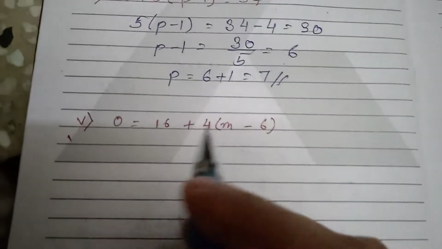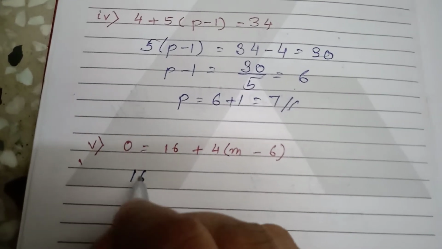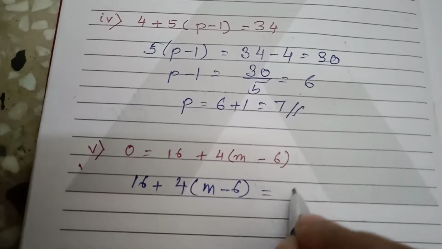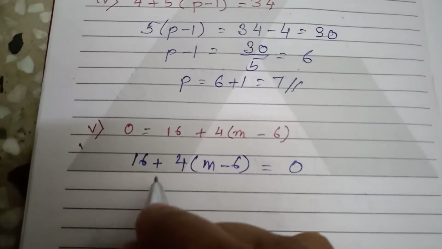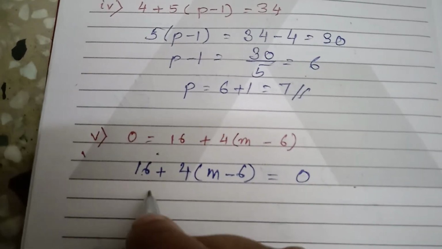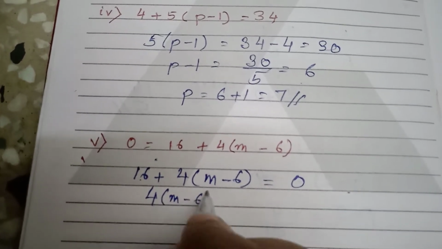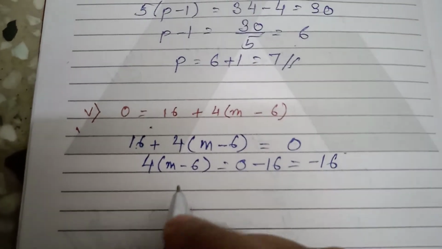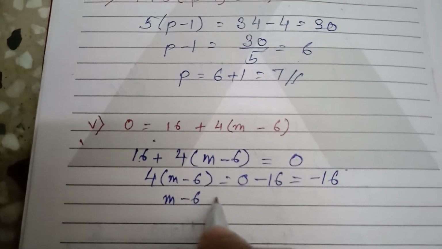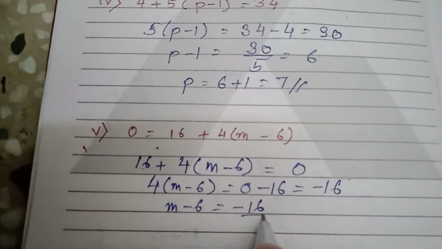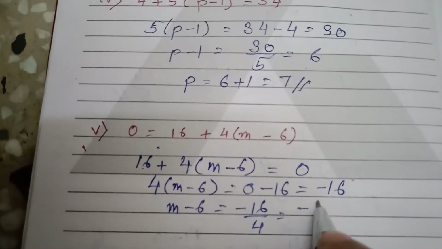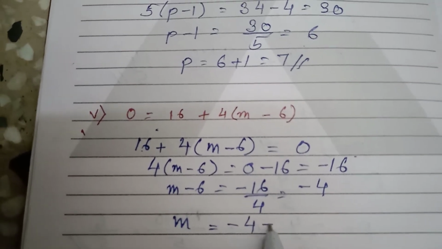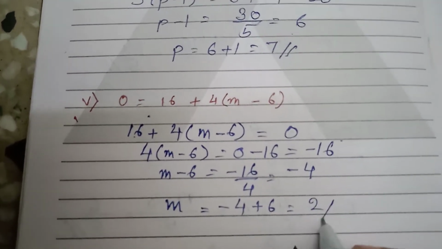Next question, we have it. I will put it the other way as I was telling you: the literal term in the LHS and the constant in the RHS. Now what I will do, I will take 16 to the other side. 4m minus 6 is equal to 0 minus 16. 0 minus 16 is minus 16. Now what is m minus 6? Taking 4 to the other side, what do we do? Division. So which is minus 4. So m is equal to minus 4, and minus 6 on the other side will become plus 6, and it is 2.